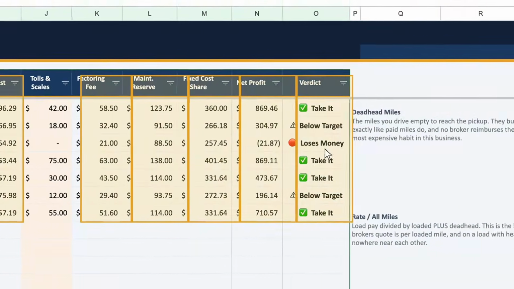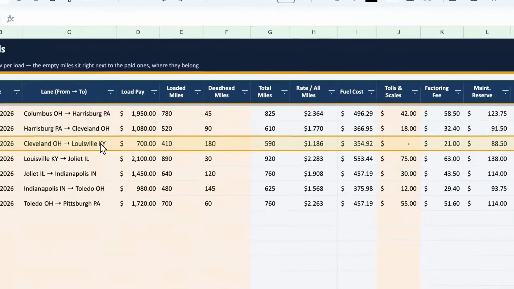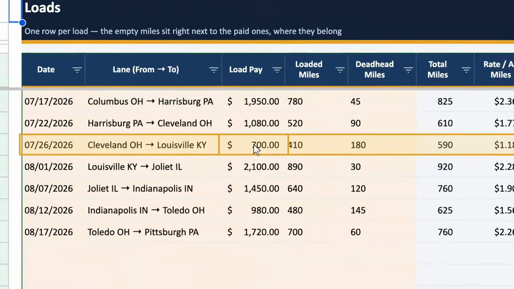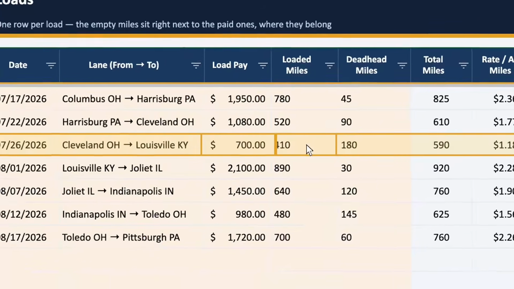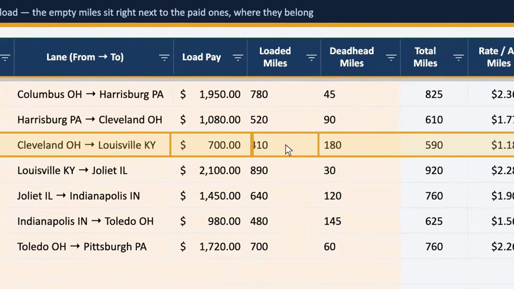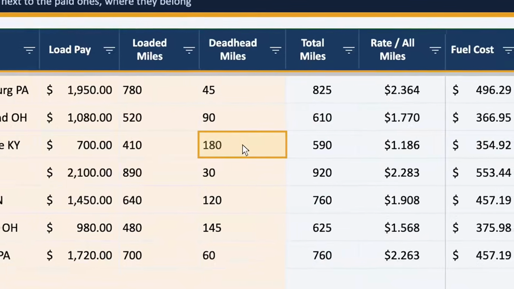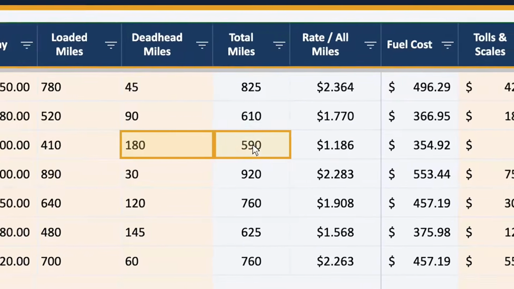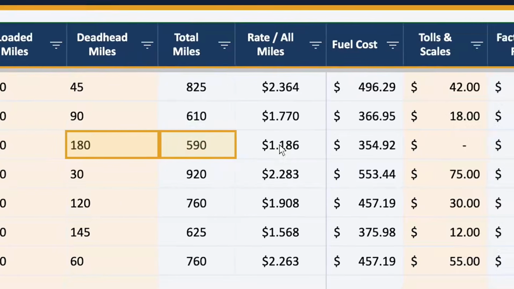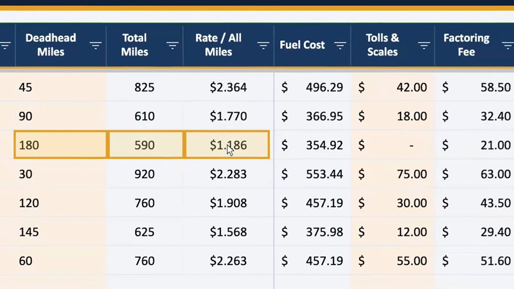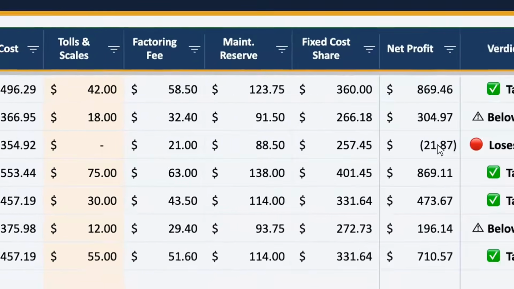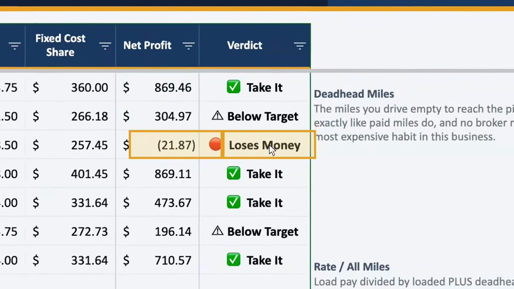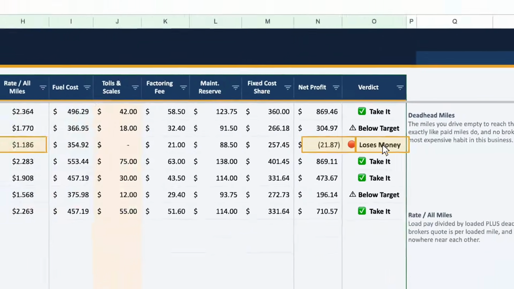Fuel, factoring off the top. The maintenance reserve. This loads slice of the fixed costs. Then net profit and a verdict. Watch this row. Cleveland to Louisville. $700 for 410 loaded miles. On the load board, that is $1.71 a mile, and it looks like a normal load. But you drove 180 miles empty to get there. Across all 590 miles, it paid $1.19. Net profit minus $21. The verdict reads loses money, and it says so before you ever hook to the trailer.